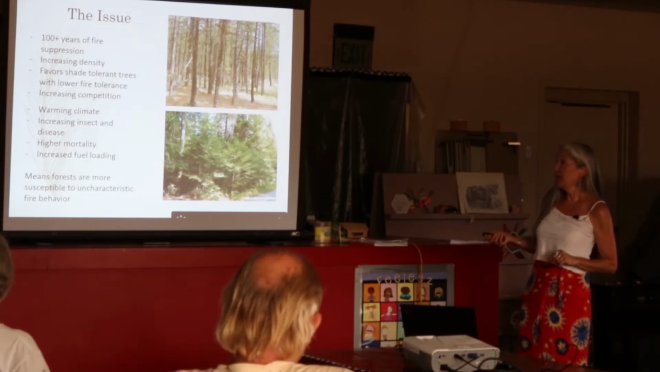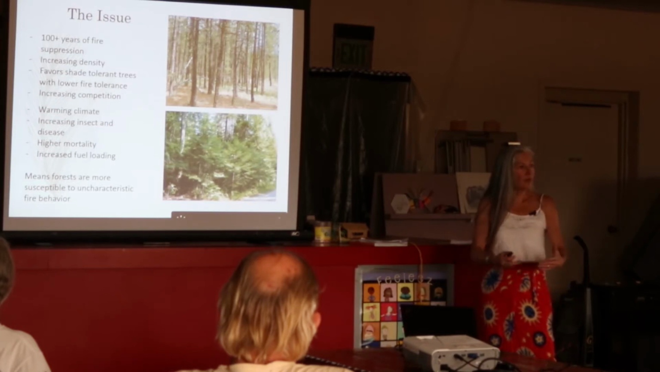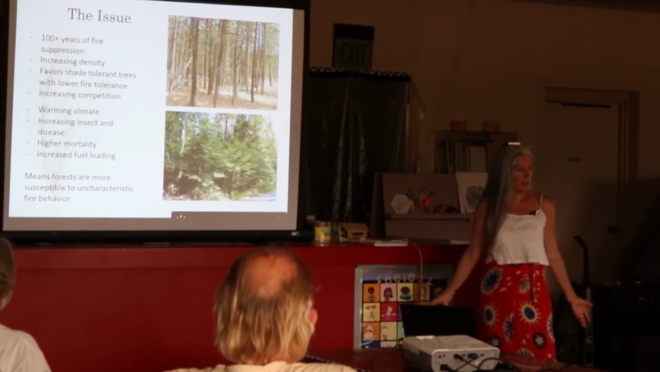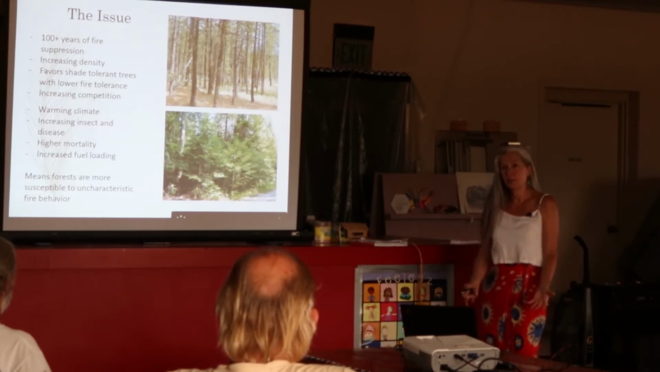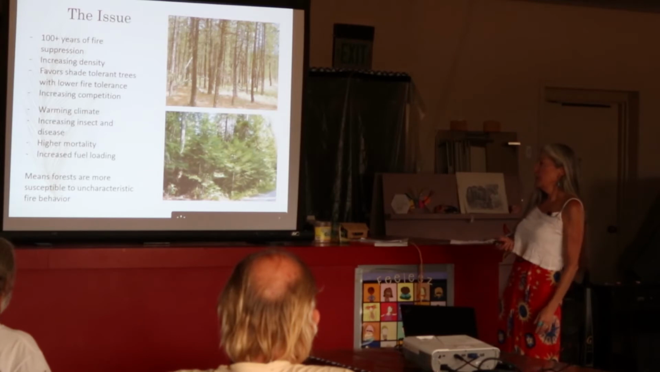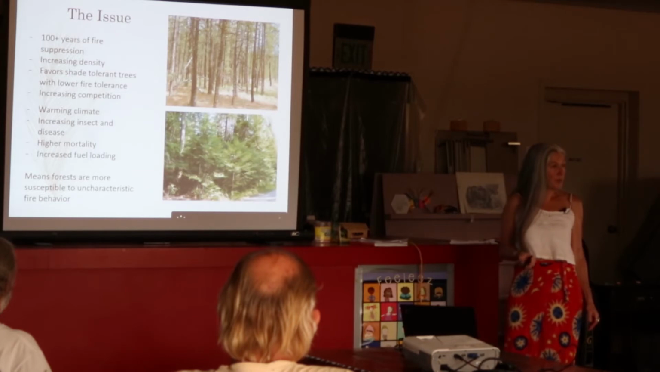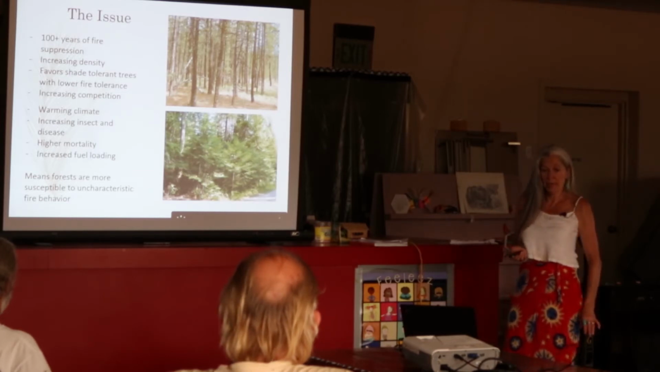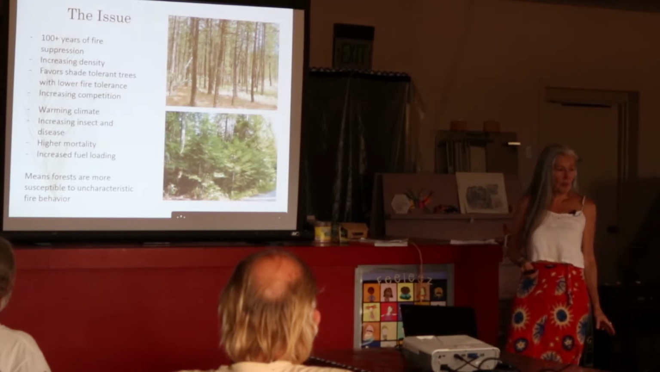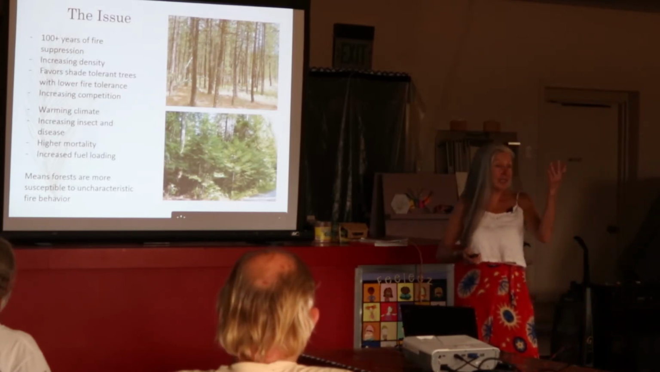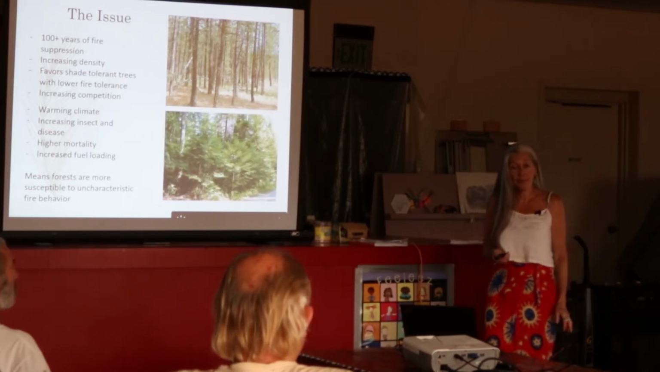So we have higher mortality because we've got all this increased insect and disease, and we have increased fuel loading. Fuel loading means the down dead woody stuff that's on the ground, as well as the young ladder fuels that create that vertical continuity for fires to get up into the crowns. And so this means that forests are much more susceptible to uncharacteristic wildfire behavior. And uncharacteristic is a nice way of saying a blow up, you know, like really the stuff where in an afternoon you add 4, 5, 6, 10,000 acres to a fire.